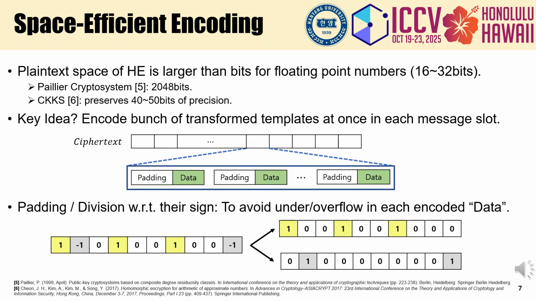Our second idea is the space-efficient encoding. Homomorphic encryption schemes, like Paillier or CKKS, use very large message slots, much larger than needed for face features. So we pack many transformed templates together into a single ciphertext, making full use of the space. By separating positive and negative parts, we avoid overflow and still perform efficient single instruction, multiple data operations. This design allows us to search through massive encrypted databases very quickly.